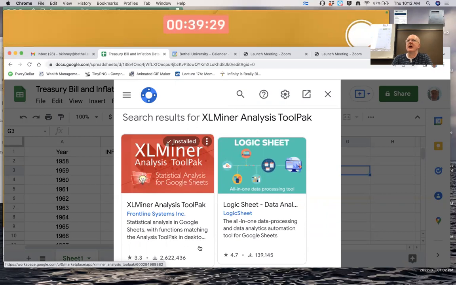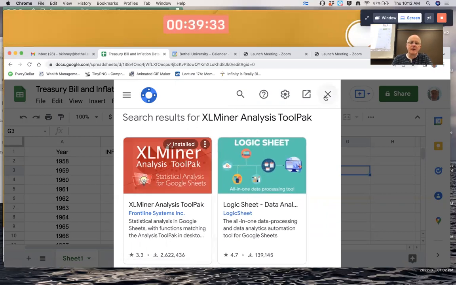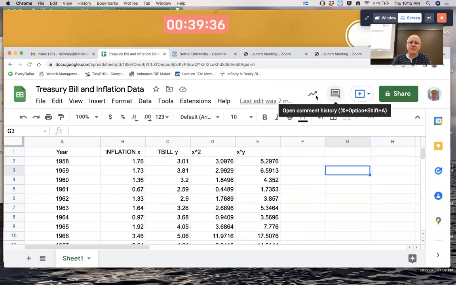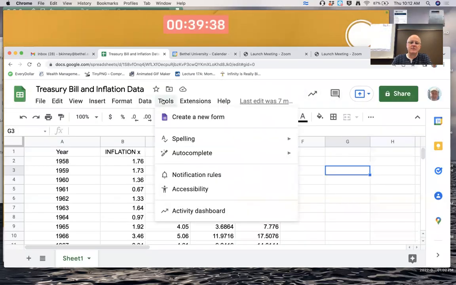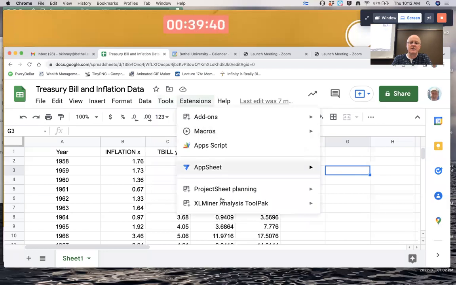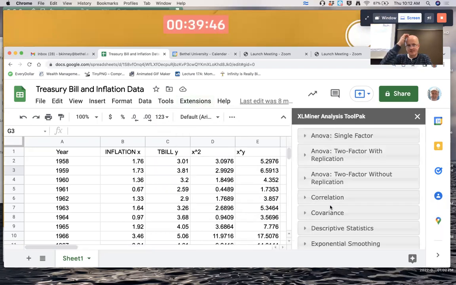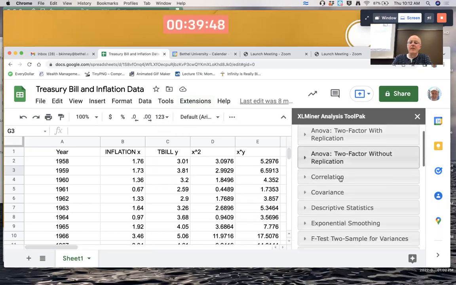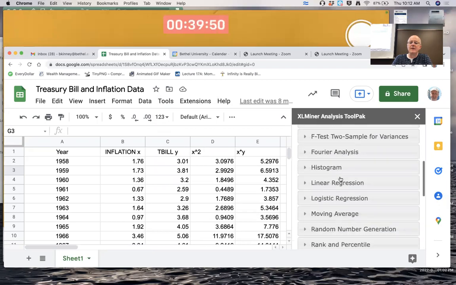I don't use it for much beyond regression myself. So load that, install it. And then when you go back to the tools menu, or the extensions menu, you should see it there. So we'll go ahead and start that now. And we'll go down to linear regression.